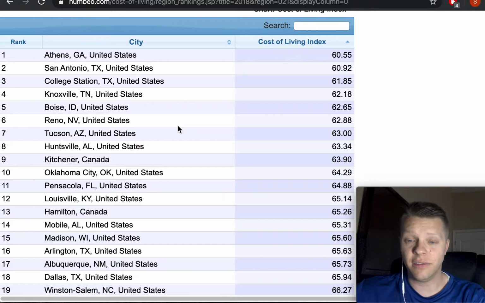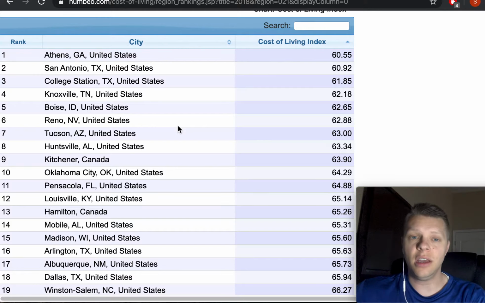And the lower the cost of living index is for the city that you choose to attend PT school, the program, then that gives you less loans you're going to have to pay back once you get out of school. And those are important things to consider.